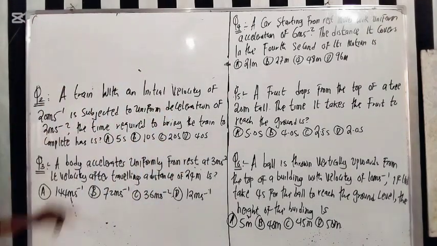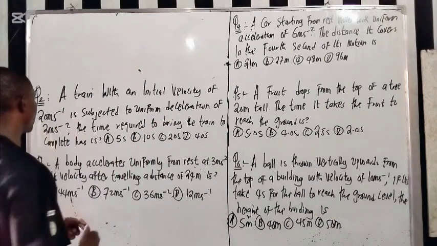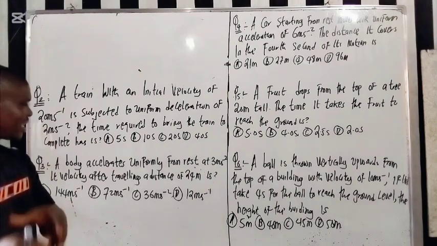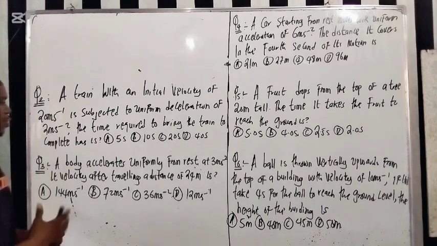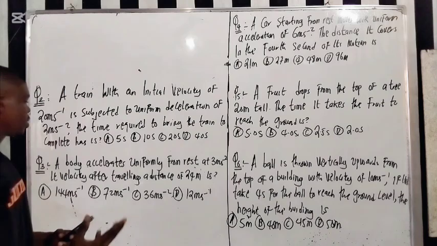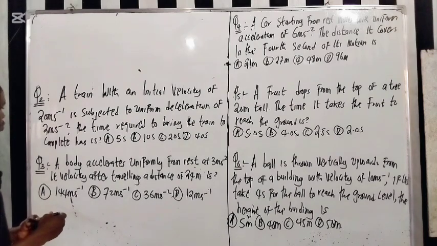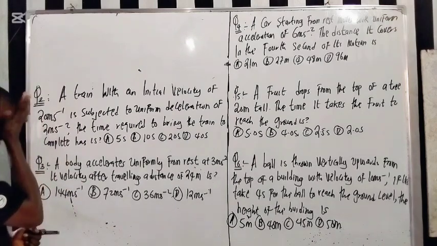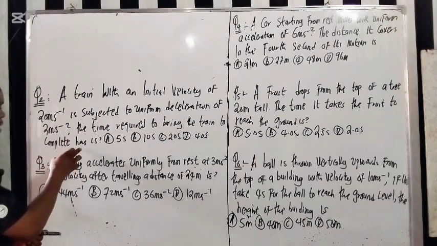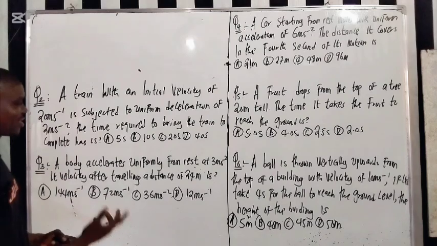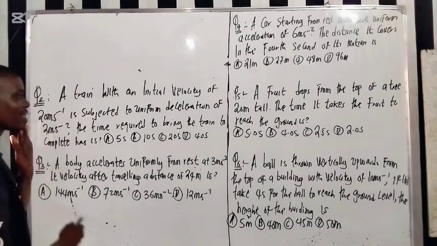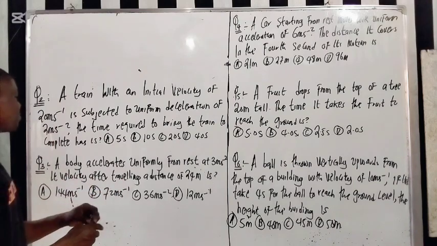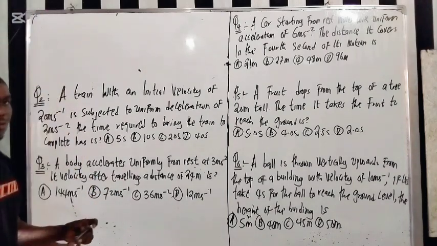Let's have question 2. A train with an initial velocity of 20 meters per second is subjected to uniform deceleration of 2 meters per second squared. The time required to bring the train to rest is... But now let us solve it here. Maybe you don't understand the English I'm speaking, or probably I copied the wrong question. This is under equations of motion, right?